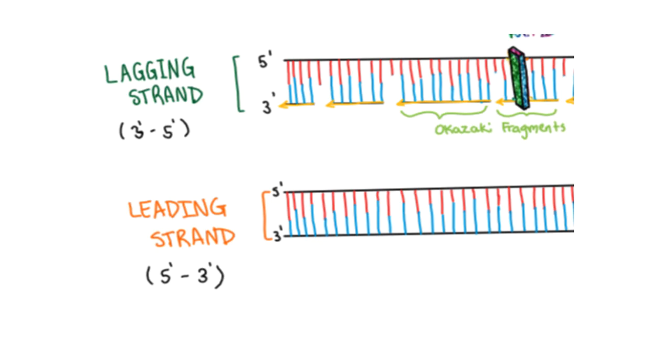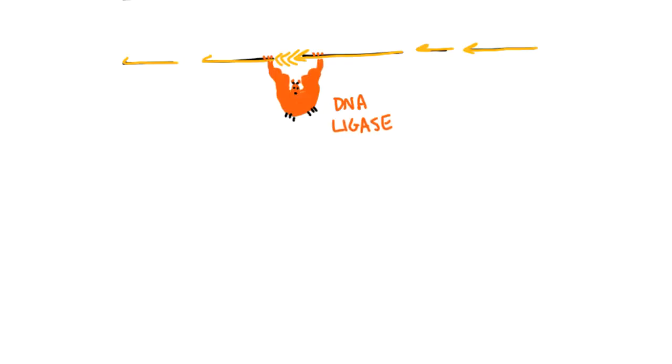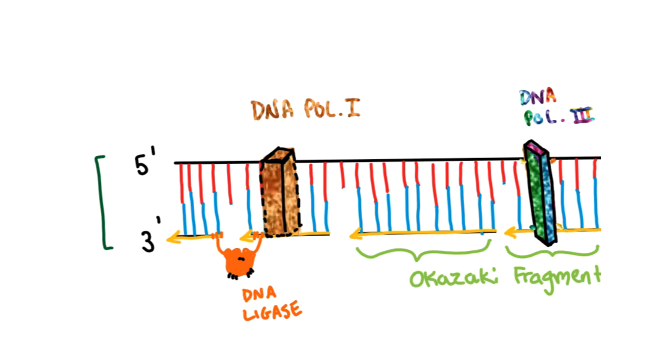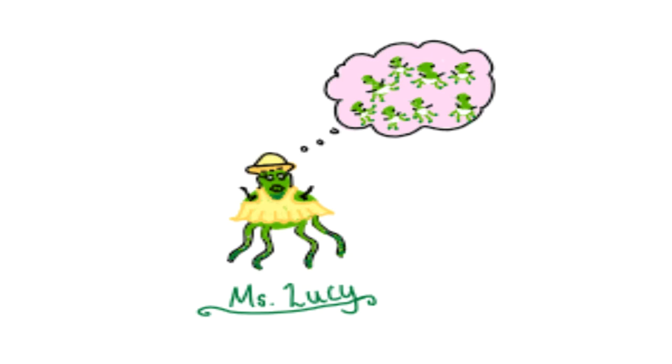to efficient replication. The gaps between the Okazaki fragments can't remain there if Lucy wants functioning offspring, so DNA ligase comes in and seals them all together. Meanwhile, DNA polymerase I replaces the RNA primer found earlier in the process with DNA. If Lucy can make it through all these steps with no error, she will become a very genetically successful prokaryote.